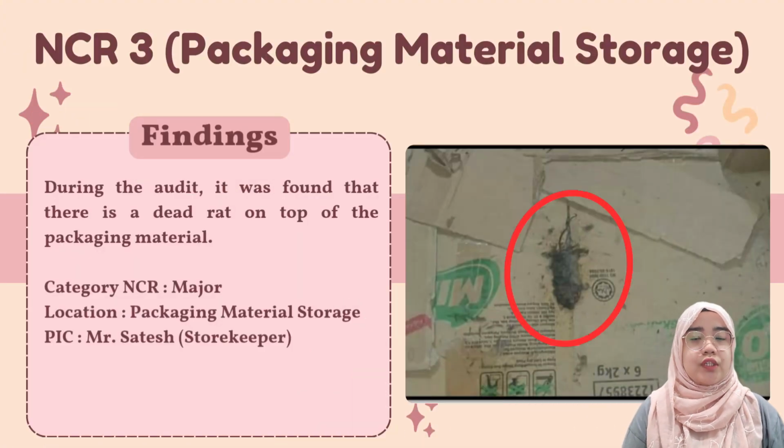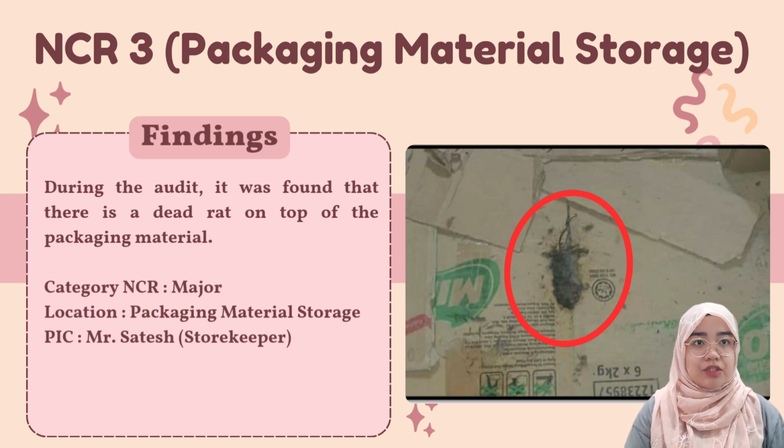Next is non-conformance 3. During the audit, it was found that there is a dead rat on top of the packaging material. The category of the NCR is major, and it was located at the packaging material storage. The person in charge is Mr. Satej, the storekeeper.